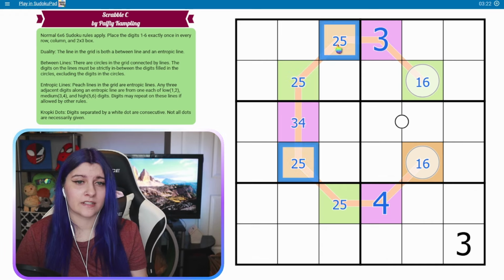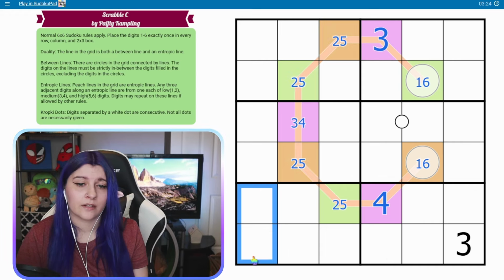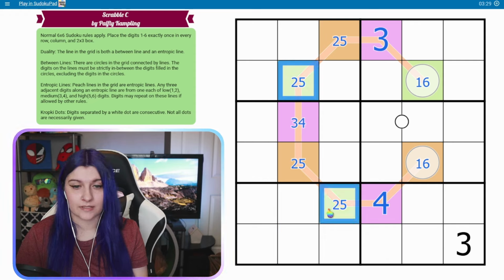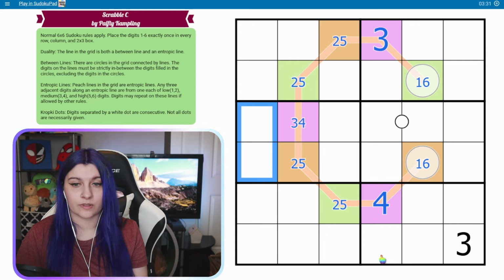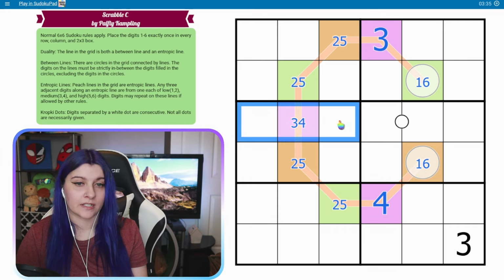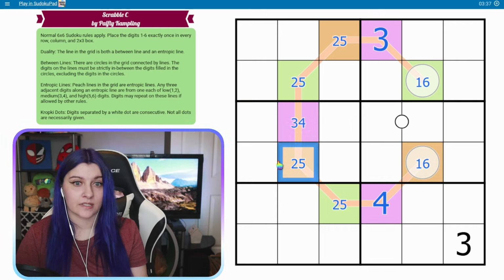Let's look at the fact that these two are the same. It's going to go here. Okay. What about that these two are the same? This cell will go here. Where does this orange go in here? It's going to have to go here. Where does this orange go here? This orange will have to go here.